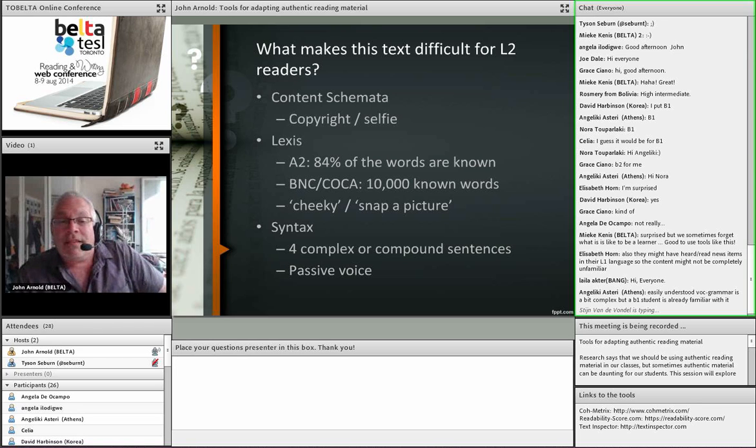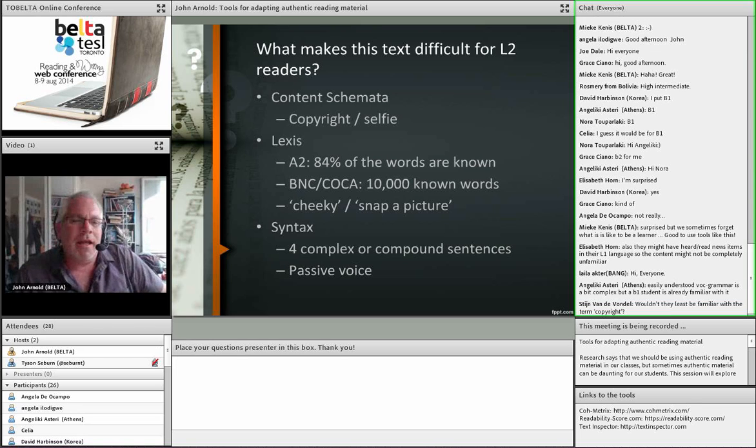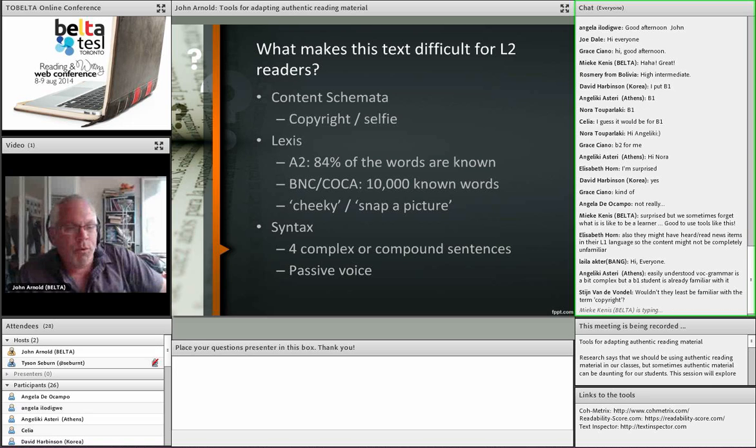In terms of the lexis, when I did some analysis on the text, remember Paul Nation says you need a 98% coverage. At the A2 level, this only had about an 84% coverage rate. So even lexically, there might be some problems for students. If we look at it in terms of the corpus data, then they would need upwards of 10,000 words, which is a bit over what Nation said. There's some difficult lexis in there that might stop the students.